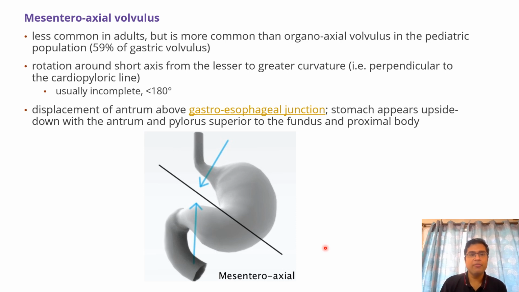And then there is the less common mesenterico-axial type, which is seen when there is rotation around the short axis, from the lesser to the greater curvature, that is perpendicular to the cardiopyloric line, and there is displacement of the antrum above the gastroesophageal junction. The stomach appears upside down with the antrum and pylorus superior to the fundus and proximal body, which was this in this particular case.